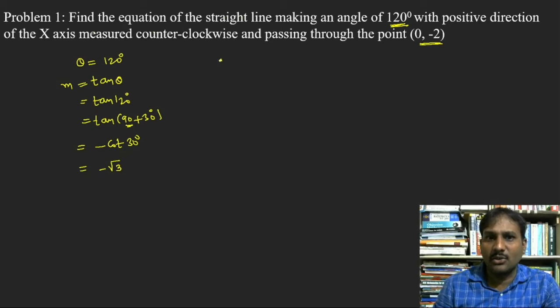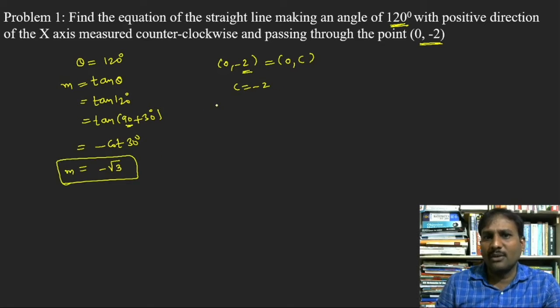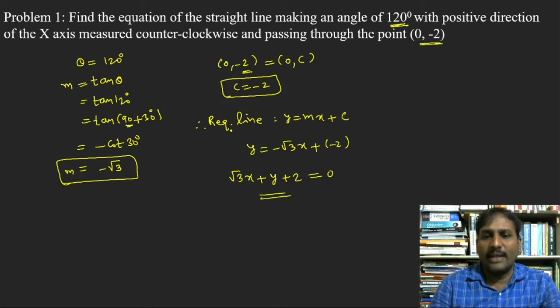So minus cot 30 is nothing but minus root 3. This line is passing through (0, minus 2). So can I call it (0, c)? So it is intersecting the y-axis at minus 2. So c is equal to minus 2. Now we have the slope here and we have the y-intercept c here. So what is the slope intercept form? The required equation of the line is y is equal to mx plus c. That is y is equal to, what is m here? Minus root 3 x plus c is minus 2. If you bring all the terms to the left side, you will get root 3 x plus y plus 2 equal to 0 is the required equation.